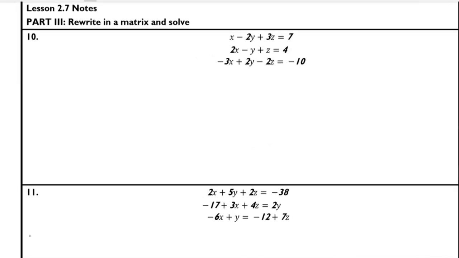All right, moving on to number 10. Here it says rewrite in a matrix and solve. So when we rewrite these in a matrix, oh, I didn't solve for these yet. Great. Okay. So when these need to be rewritten in the matrix, we need to make sure that they are in standard form first.